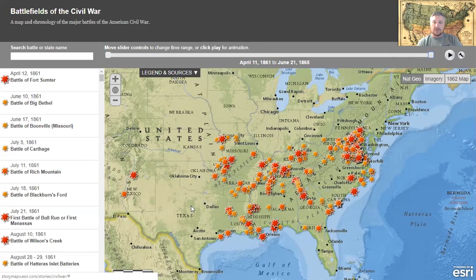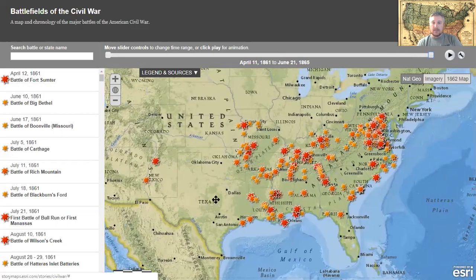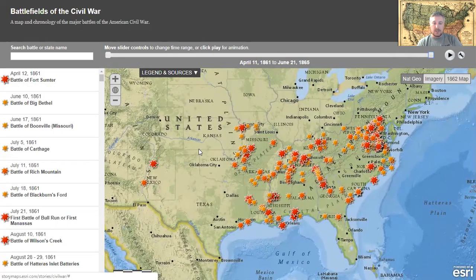So some of the fighting did spread that far westward, and yeah, we're going to be talking about all three of these theaters. Let me go ahead and share slides.